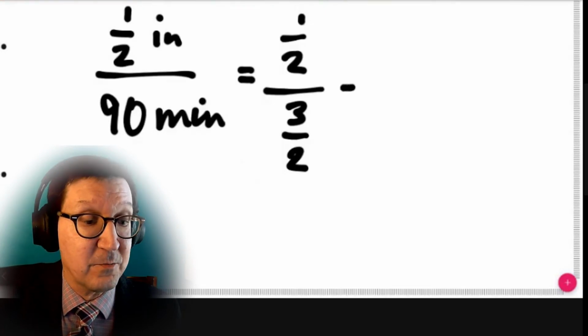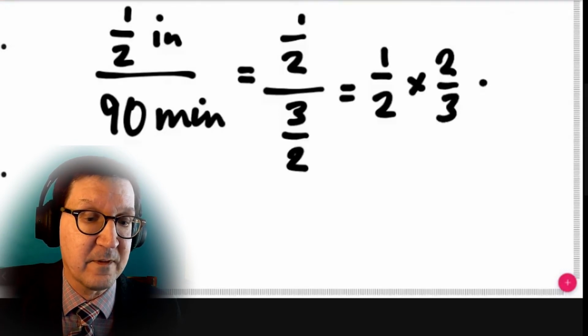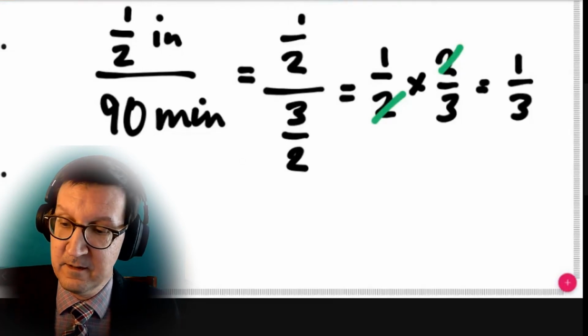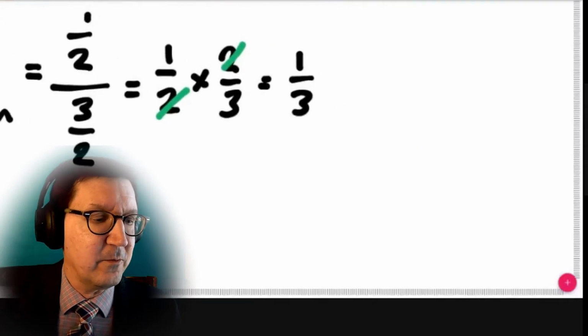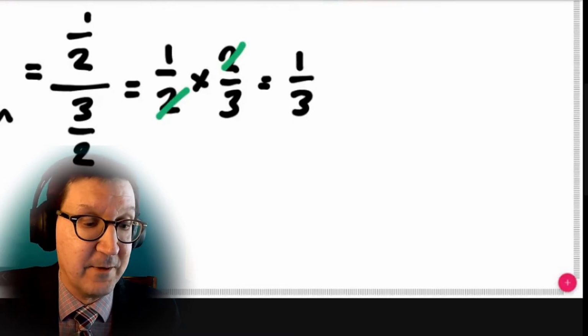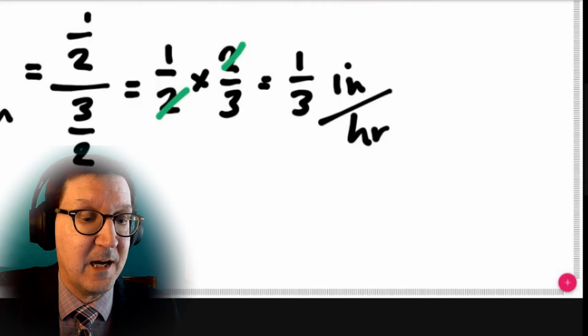Now, we know that if we're dividing 1/2 by 3/2, that's the same as multiplying 1/2 times 2/3. Aha. Those 2's cancel out, and we get 1/3. Okay, 1/3 what? Well, we've divided the number of inches by the number of hours, so that gives us the unit rate. So now we have 1/3 of an inch per 1 hour.